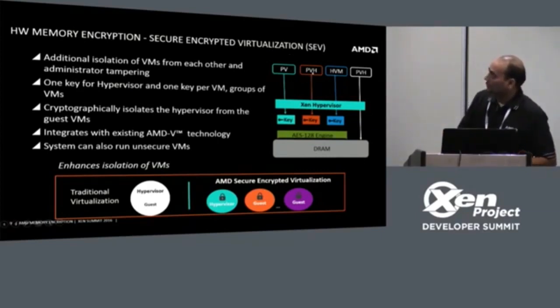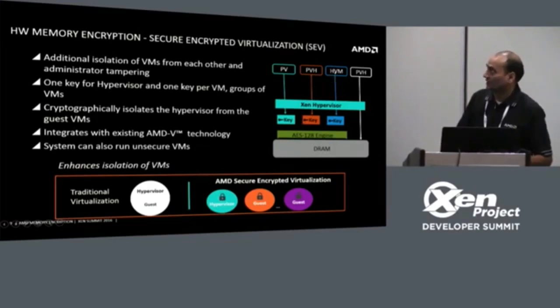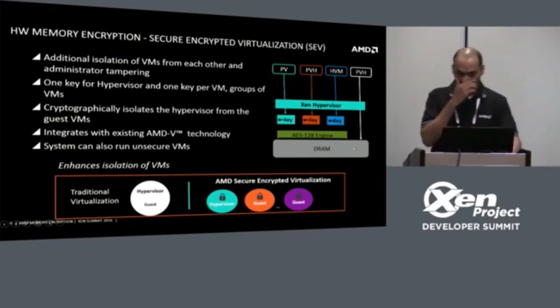For example, what I'm trying to show here is the Xen hypervisor, which is going to use key 0, what we call the root key. One of the PV guests can use its own key, another HVM guest can come and use its own key, and you can have another guest which is not using any key. It could be an unsecure guest.